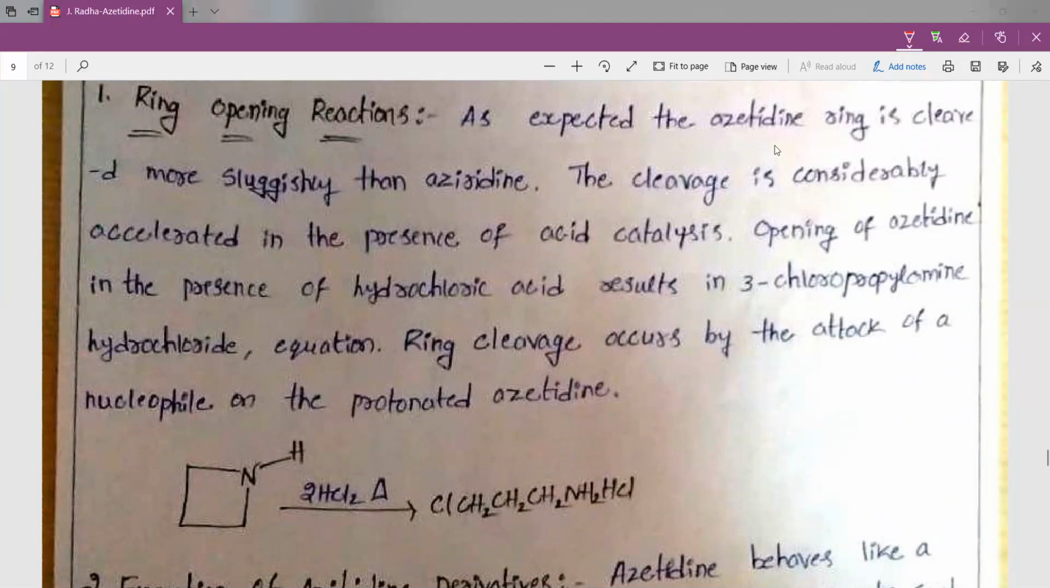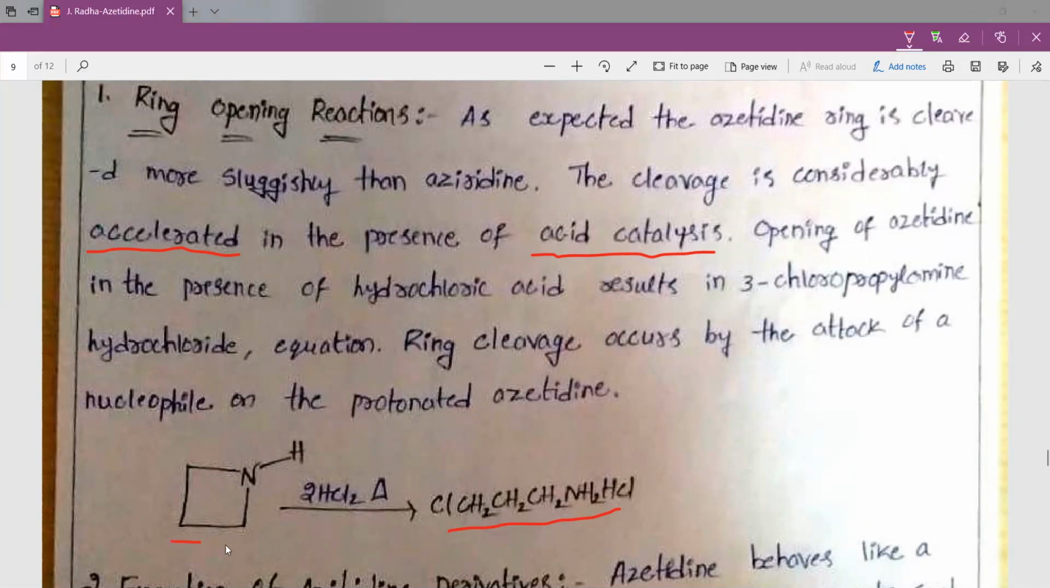The azetidine ring is cleaved more sluggishly than aziridine, that is, slowly. It is cleaved or opened more slowly compared with the corresponding 3-membered ring system aziridine. The cleavage is accelerated by the presence of an acid catalyst. The opening of azetidine in the presence of hydrochloric acid results in 3-chloropropylamine hydrochloride.